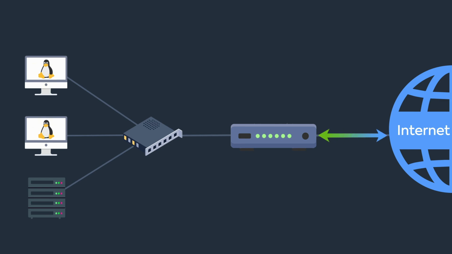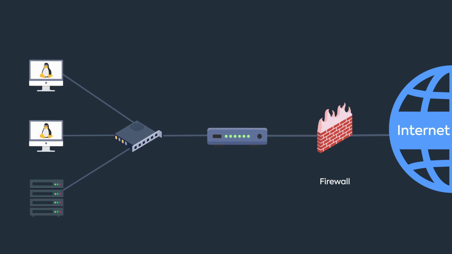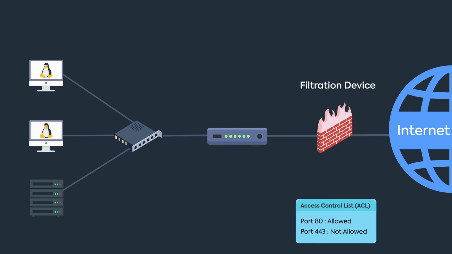Our router is completely exposed to the internet. Well, it isn't a bad thing, but it isn't the best practice as well. So let's put a firewall at our network boundary between the router and the internet. By the way, a firewall is just a filtration device which accepts or rejects the packet based on the predefined rules. These rules are called as access control list or ACLs in short.